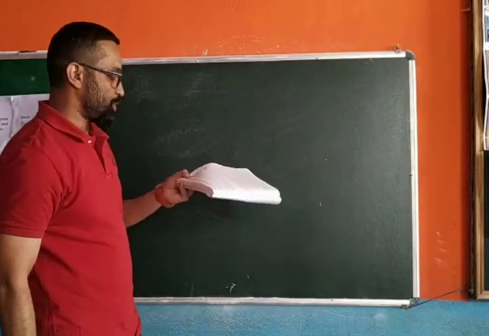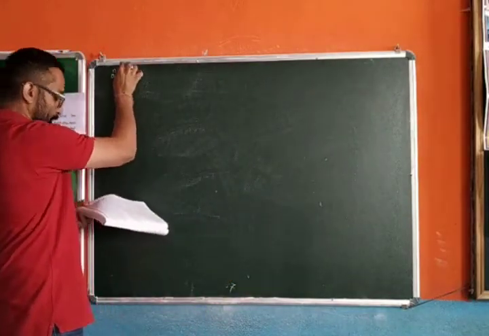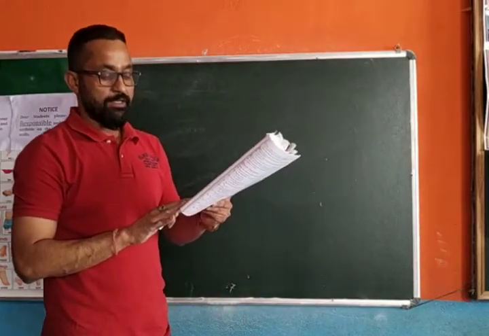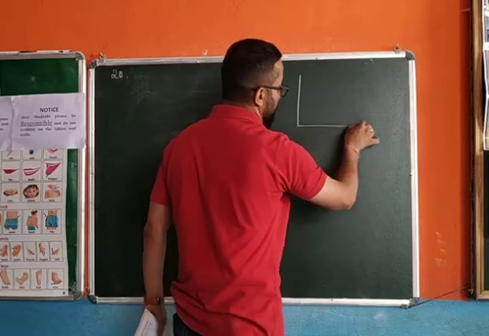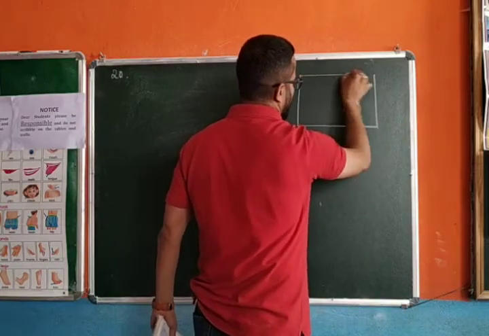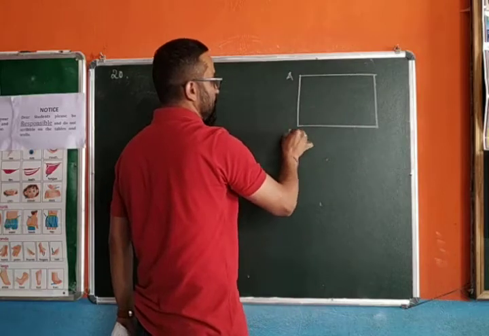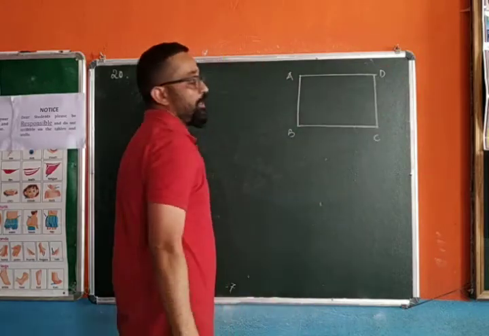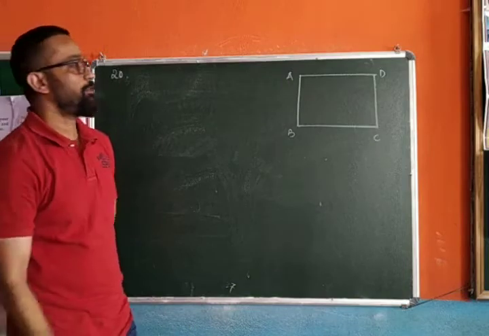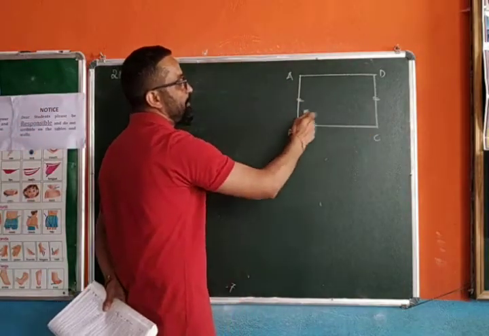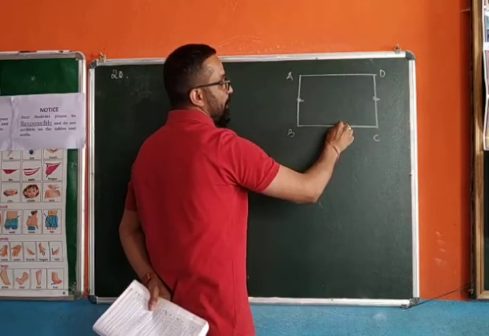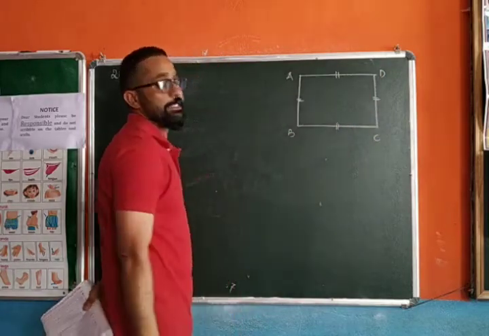Now I'll be doing question number 20. The question says prove that the points, taken in order, are the vertices of a rectangle. So you draw a four-sided figure and name it A, B, C and D. In order to prove it as a rectangle, opposite sides must be equal in length. Length of AB must equal CD. Length of BC must equal AD.